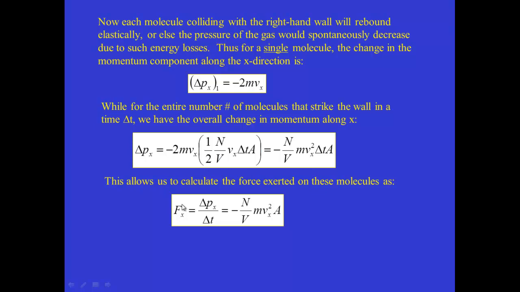Now we've used Newton's second law to figure out the net force that these molecules feel when they collide with the walls of the container. Now, there's a minus sign there because when they collide with the right-hand wall, they end up moving to the left. So the force on the molecules has been exerted in the direction to the left.